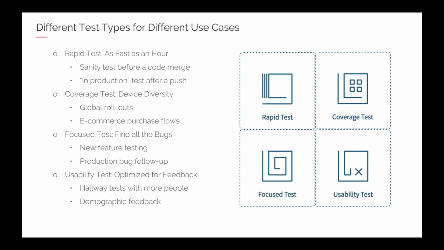And finally, we can also optimize tests, as Fernando alluded, for usability feedback. You can think of it as kind of a hallway test, but with more people and with a little bit more demographic profiling than you can get in a typical development team's hallway. So that's kind of the breakdown of the tests that Testio offers and the use cases that we find for them. You can also do a sort of custom test that allows you to set all the variables.